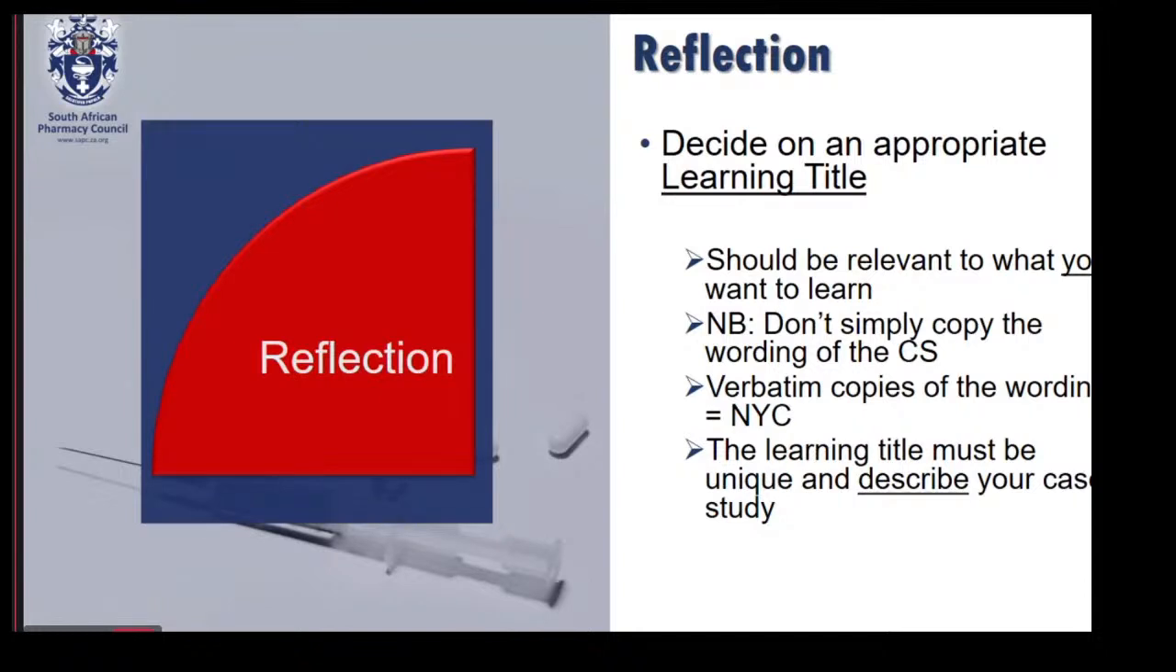So first of all, we have to decide on an appropriate learning title for this activity. And now you must remember the assessor and the moderator from council is not in the pharmacy with you. So you have to provide the context. By reading this title, the assessor and the moderator should know exactly what you are going to do and what you want to learn. So it should be relevant to what you want to learn. Please don't copy the wording of the competency standard or a behavioral statement just as it is in the manual. Provide your own unique descriptive title so that the assessor and the moderator know what this activity is all about.